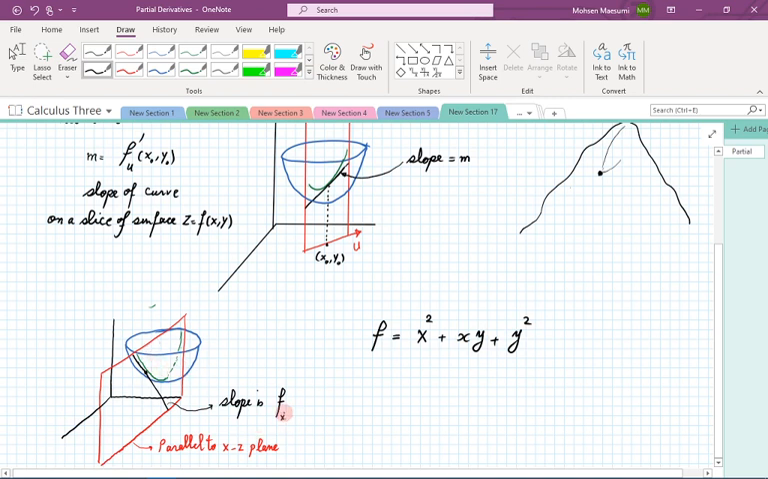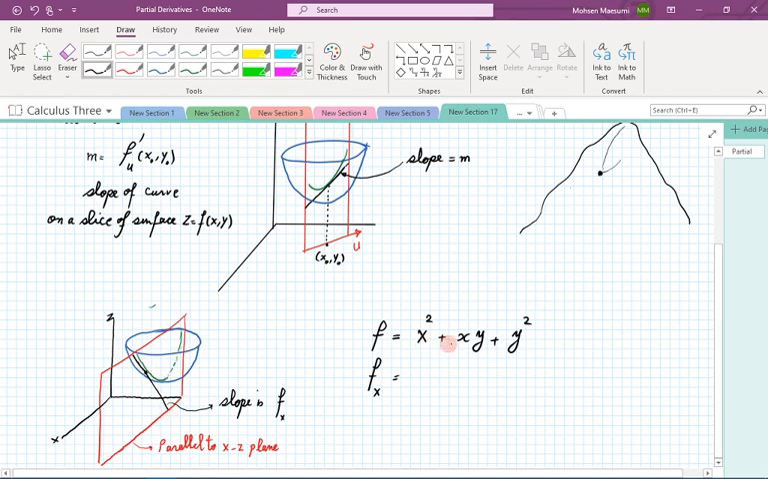So what does it mean to write f sub x? F sub x means cut your surface with a plane that is parallel to the xz plane. This is my slicing plane that's parallel to these. When I slice my surface, I get, say, this green curve. On that green curve, I choose this particular point. At that point, I find the slope of the tangent line there.